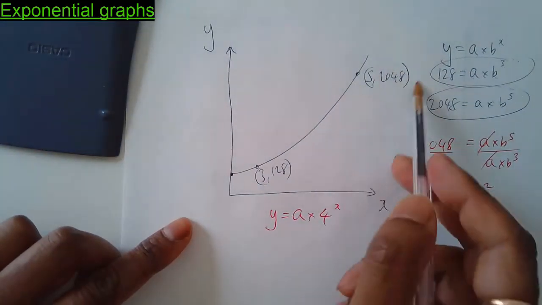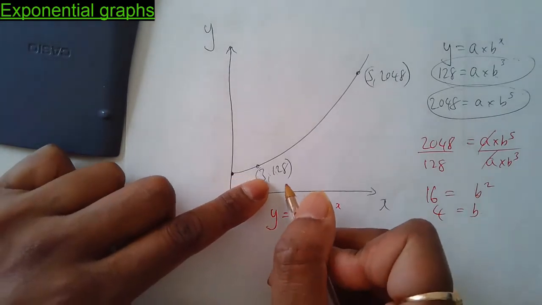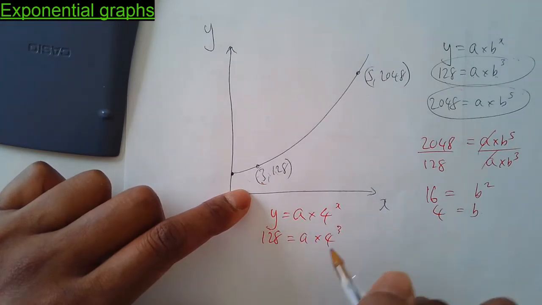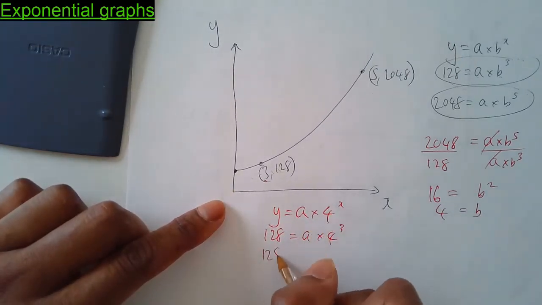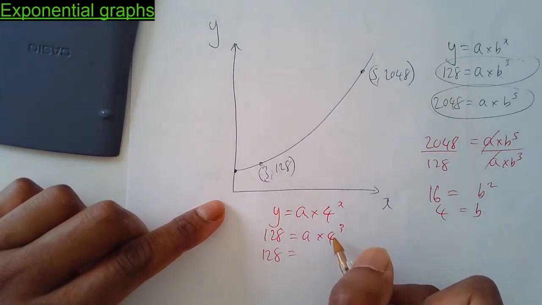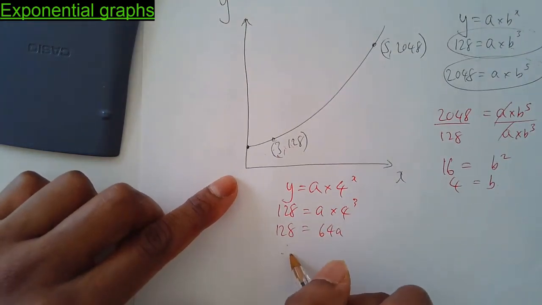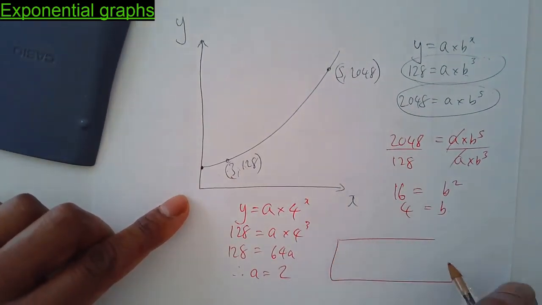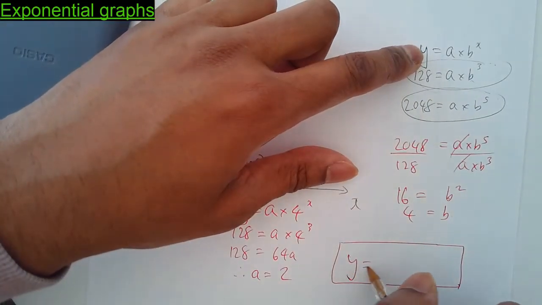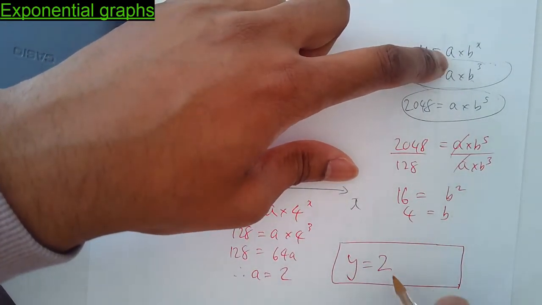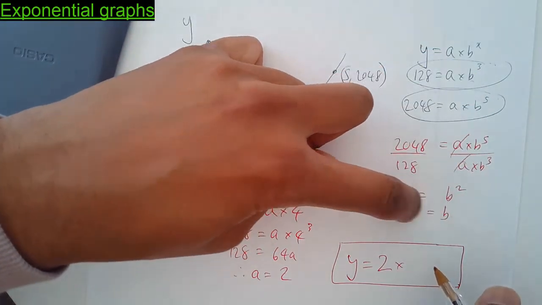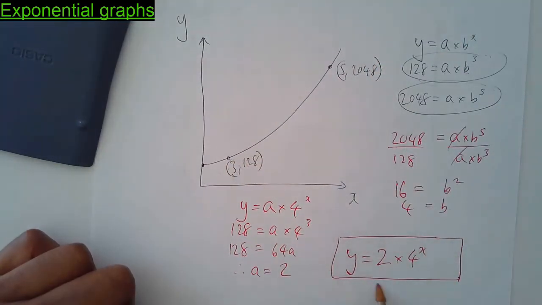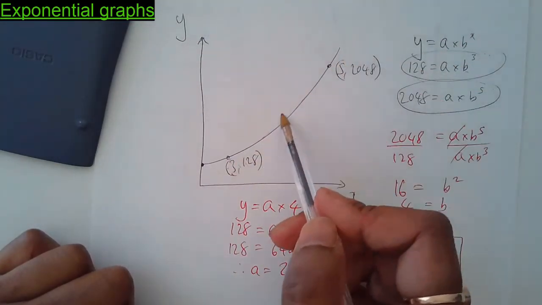Right. Which one are you going to choose? Go with the easier numbers. Y is equal to 128 when x is equal to 3. 4 to the power of 3 is 64. That's 64a. Therefore, a is equal to 2. So finally, we've got our equation. Y is equal to 2 times 4 to the power of x. Right, that one there represents this, and you can use that to find any other coordinates along this curve.